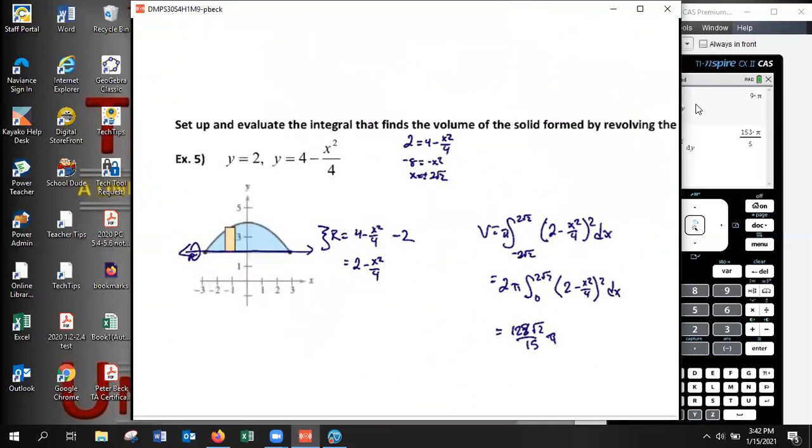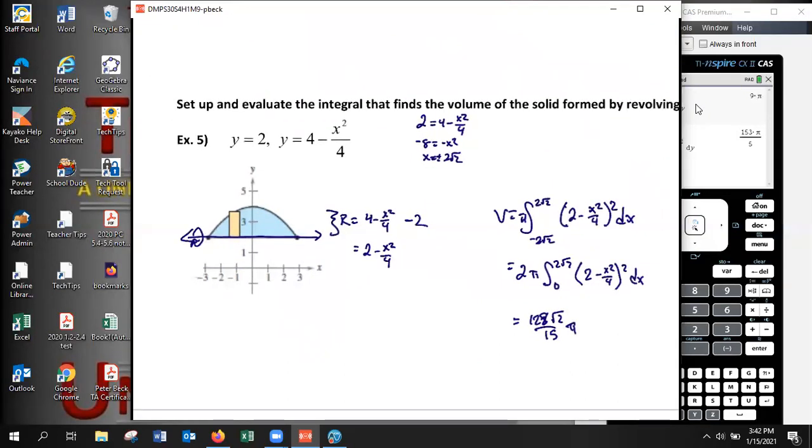Next problem. This is going to be our first one where we're not revolving it around y equals 0. In this case, I'm revolving it around y equals 2. Something that's hidden here is, first thing we have to do is find those intersection points. So I set 2 equal to the function that I have here. And the x values that I get are positive, negative square root of 2, which turn into my limits for my integration.